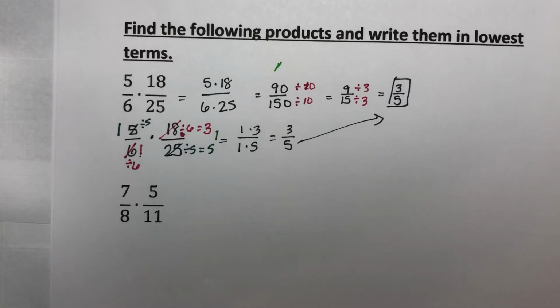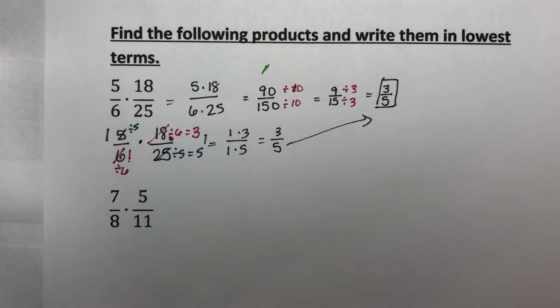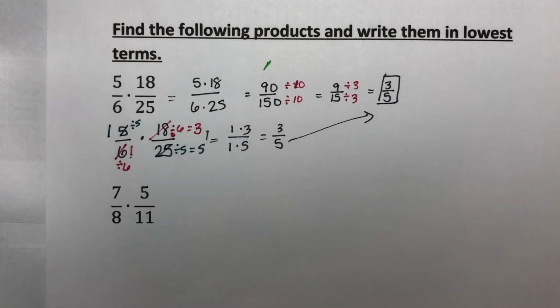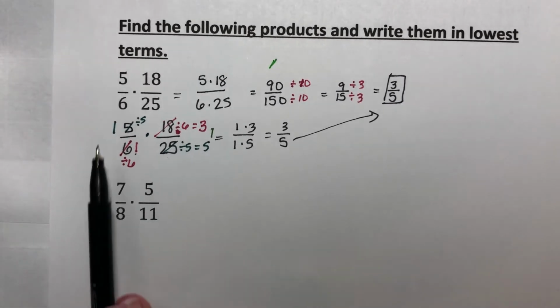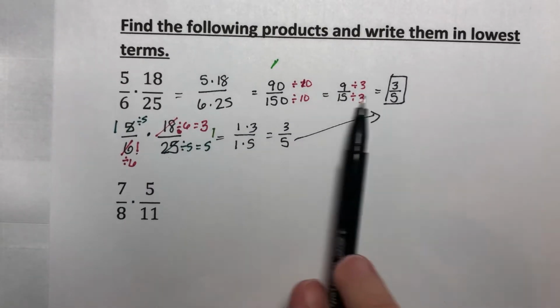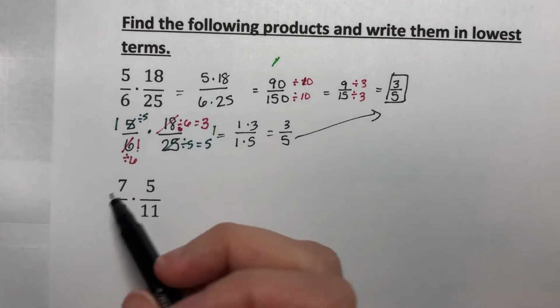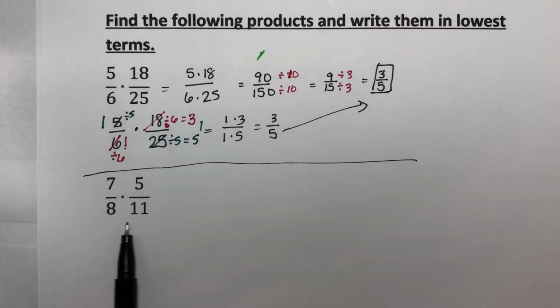All right, this is the fraction review, part 6. We have been multiplying fractions. We just talked about how you can multiply straight across and then reduce, or you can cross cancel. Now let's check out this problem.